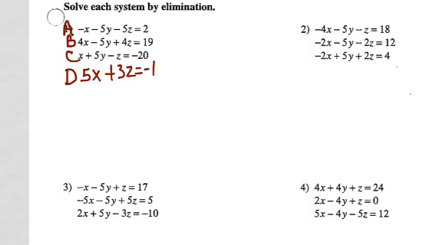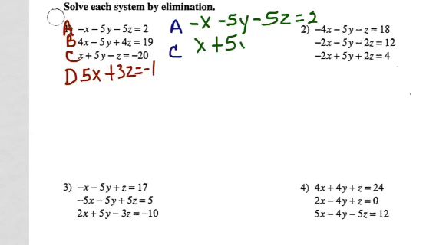Now we're going to work equations A and C. A is negative x minus 5y minus 5z equals 2. Equation C is x plus 5y minus z equals negative 20.